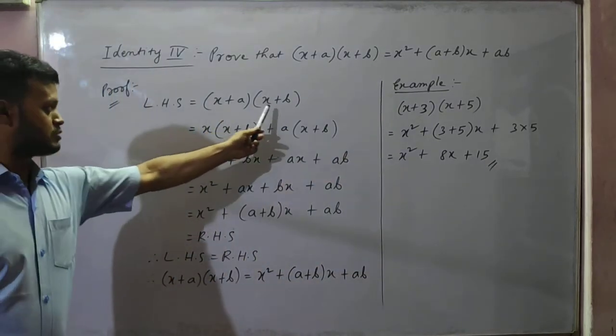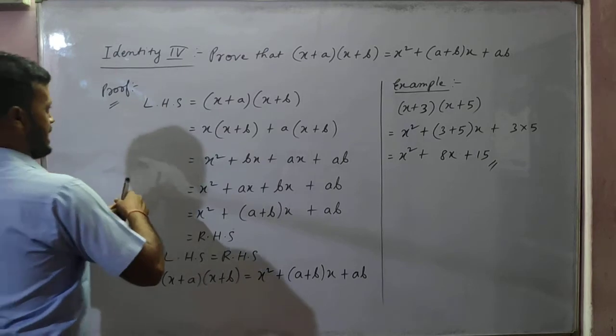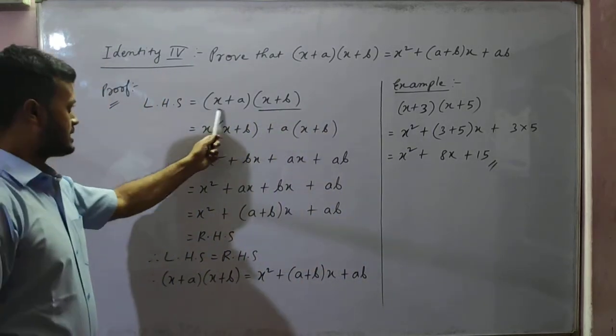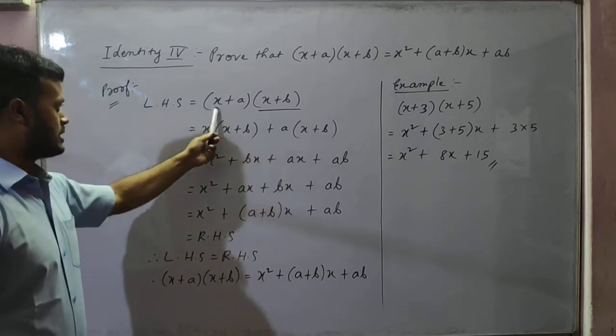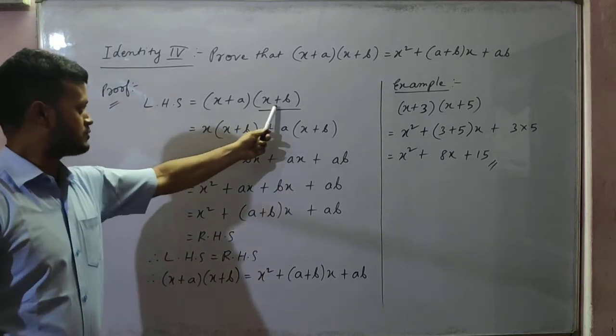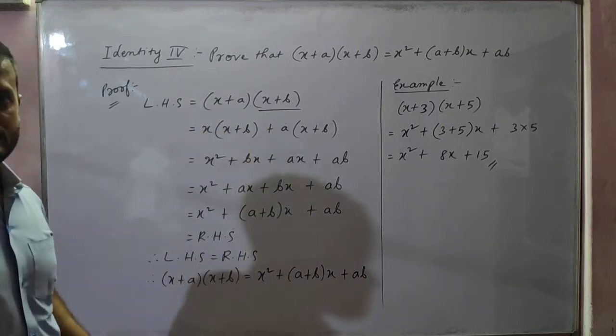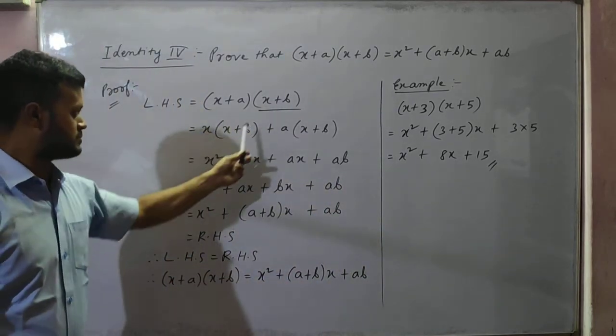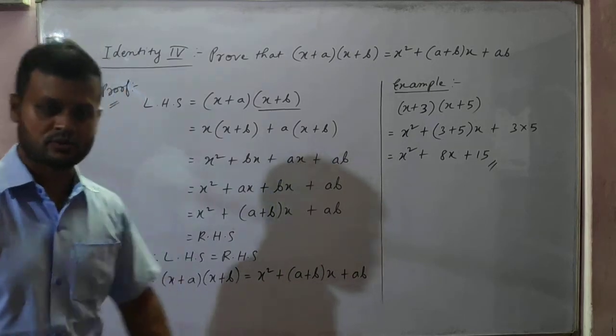So this x into this full bracket, see, this x into this full bracket. Okay. So what is here? x into this full bracket. Full bracket means x plus b. We will use the distributive property now, isn't it? So x into x plus b, same like the last sum only, isn't it?